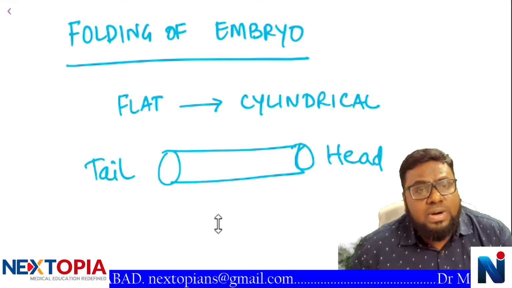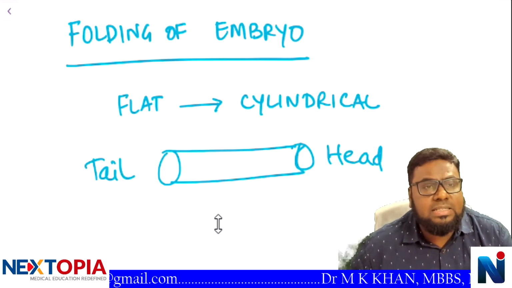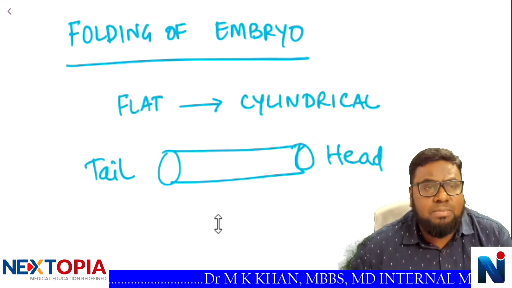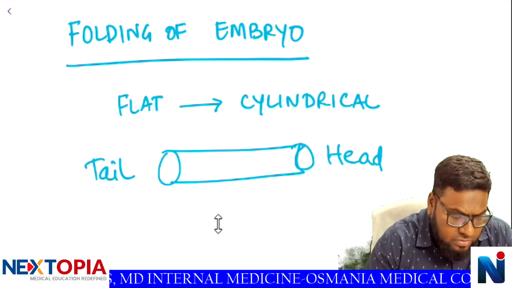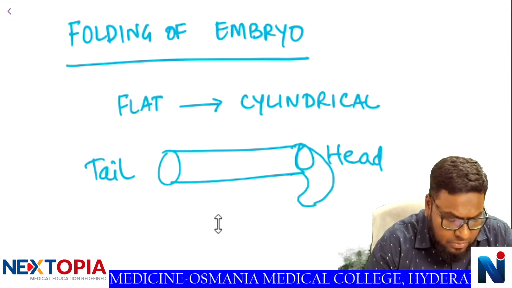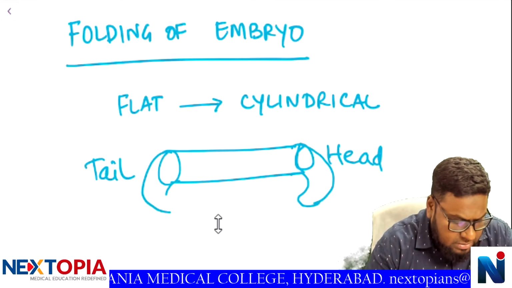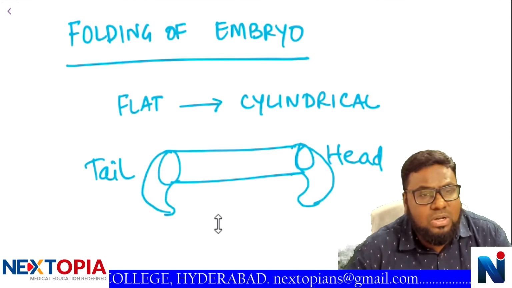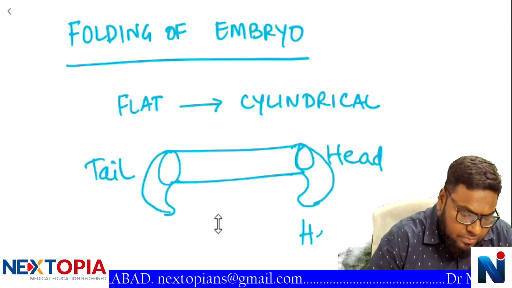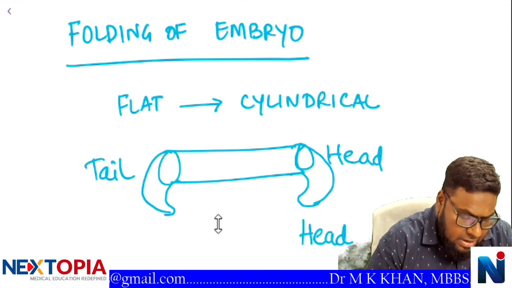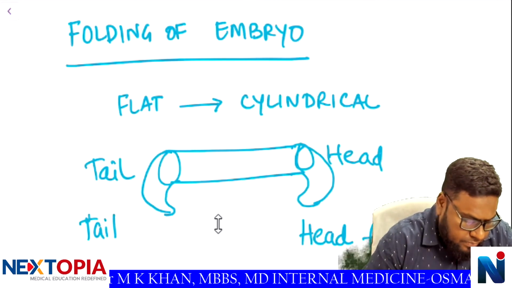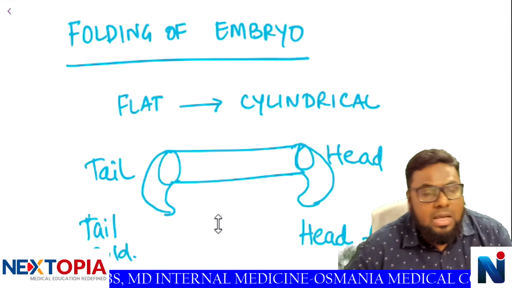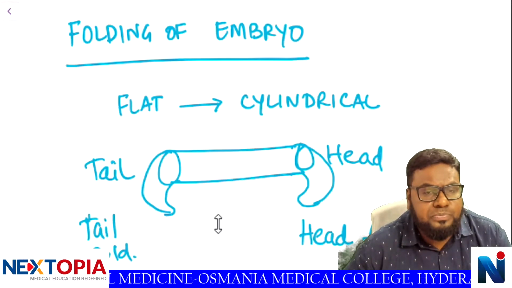How? So what happens is the edges of the embryonic disc, they become folded on itself first in the median plane and the transverse plane. And this undergoes a folding like this. You call it a head fold. This undergoes a folding like this because of growth of cell. You're calling it a tail fold. So we have got a head fold and a tail fold.